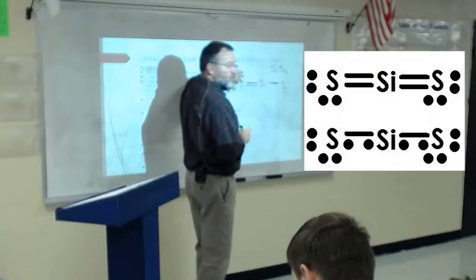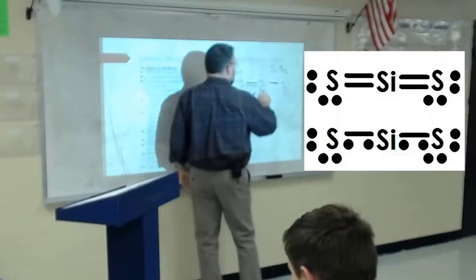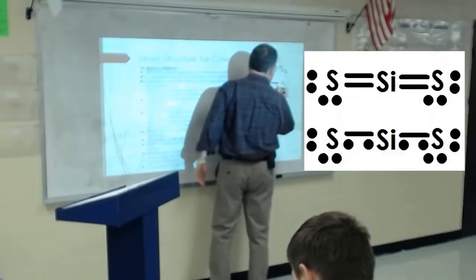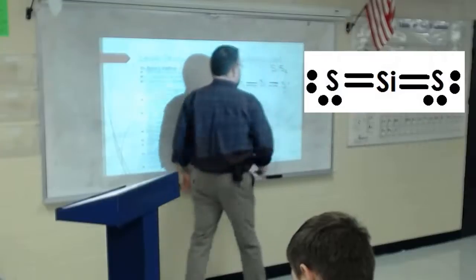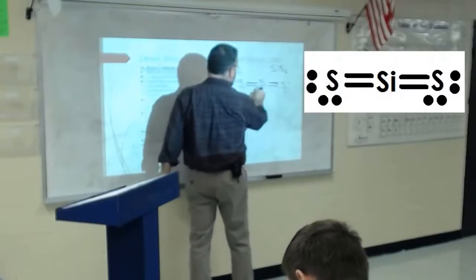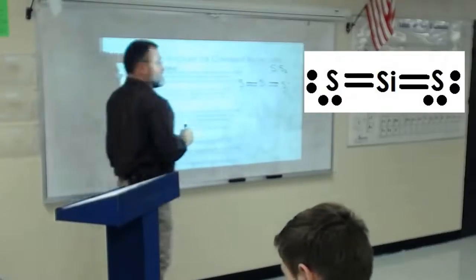Its octet is full. Let me do the same thing for symmetry on the other side. I'll bring an unbonded electron there and pair them. 1, 2, 3, 4, 5, 6, 7, 8. And now looking, 1, 2, 3, 4, 5, 6, 7, 8. Every element's octet is complete.